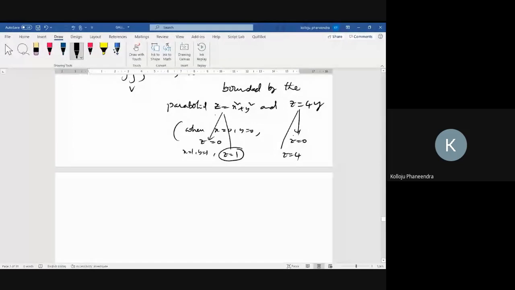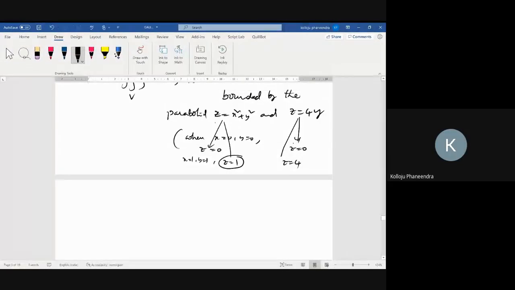Is it clear now? Screen? Screen is not visible, sir. Hello? Screen is visible. Screen is not visible. Screen is not visible, sir. Now? Is it okay? Yes, sir.